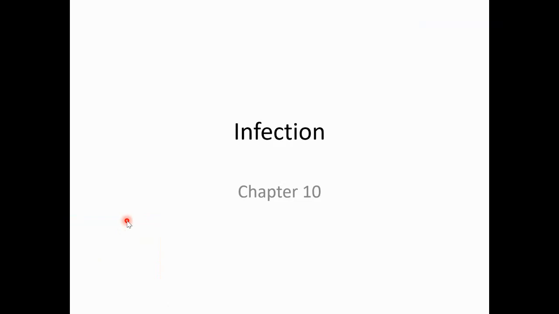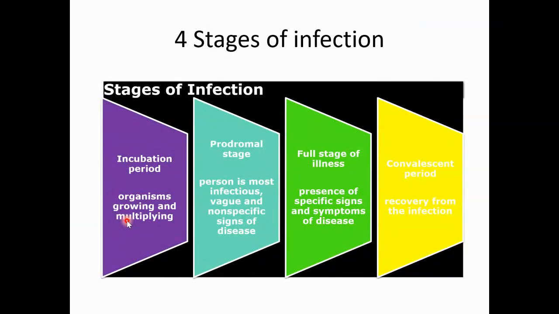Okay, so first slide here, talk about the 4 stages of infection. When we talk about the clinical process of infection, it occurs in 4 distinct stages. The very first one, stage 1, incubation period, the organism's growing and multiplying. This incubation period time frame is from when the patient is exposed to the onset of the first symptom.